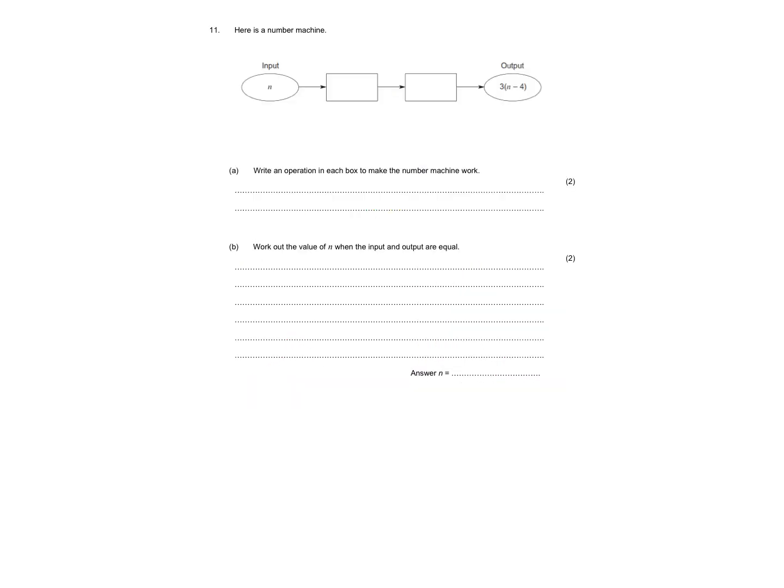Question 11. Here is a number machine. Write an operation in each box to make the number machine work. So the input is n, and then the output is 3 brackets n take 4. So the first thing that's happened is we subtract 4, and the second thing is we multiply by 3.